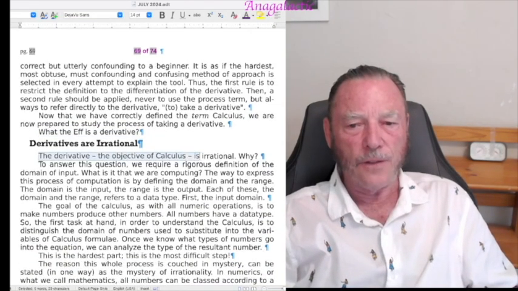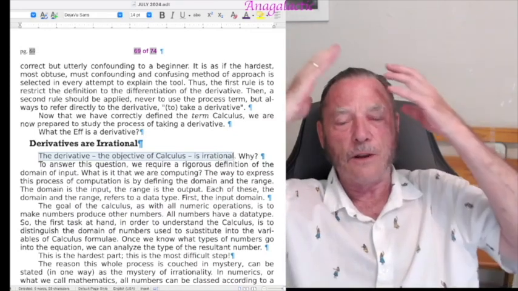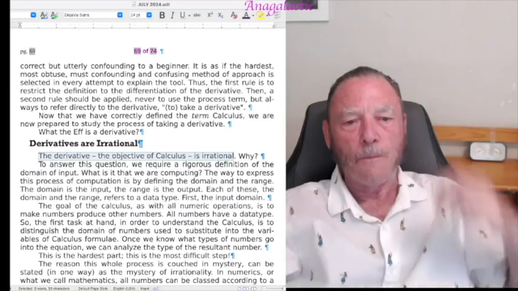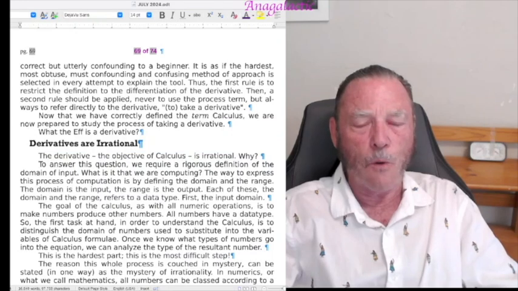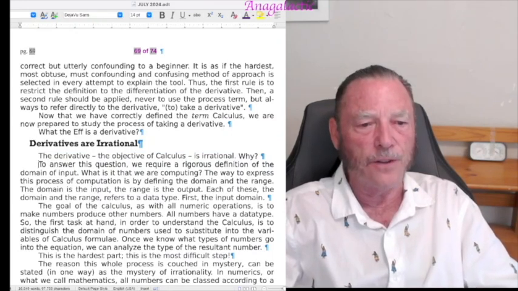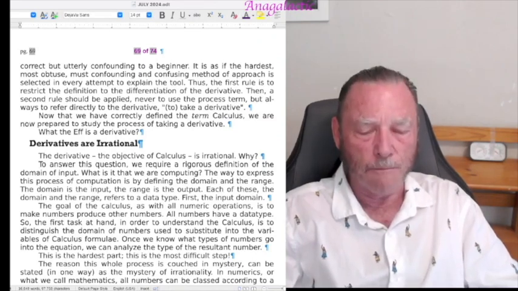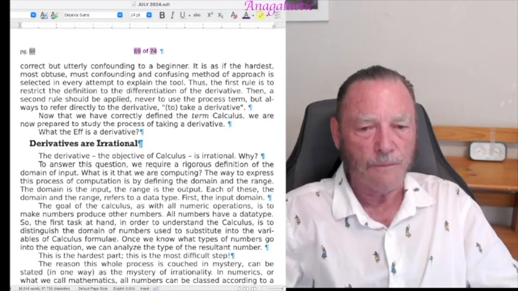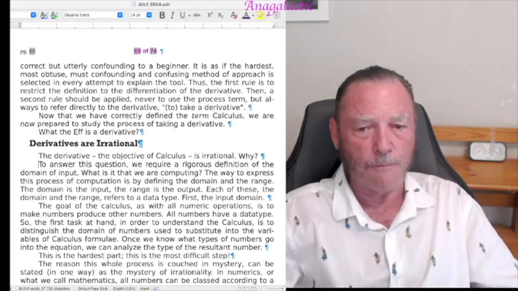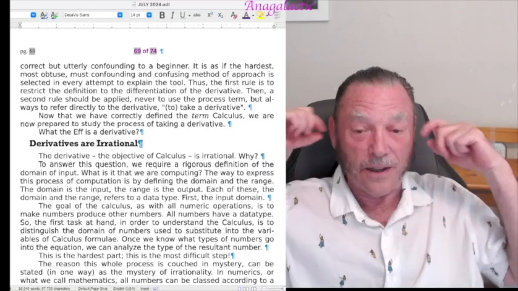The derivative, the object of calculus in our first stage approach, is irrational. Why? And why would that matter? To answer this question, we require a rigorous definition of the domain of input. That's somewhat redundant. What is it that we are computing? The way to express this process of computation is by defining the domain and the range. Okay, everyone knows that, but I don't think you've ever heard it explained so realistically.